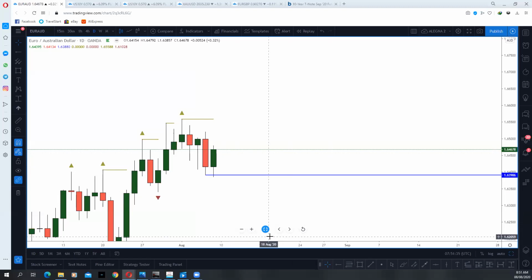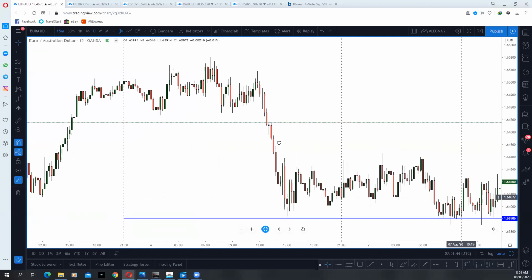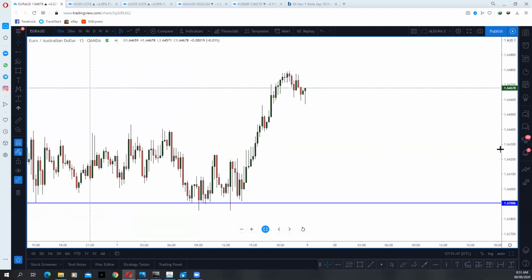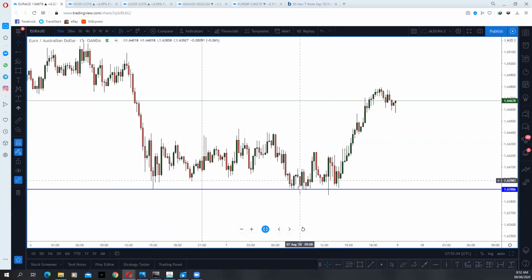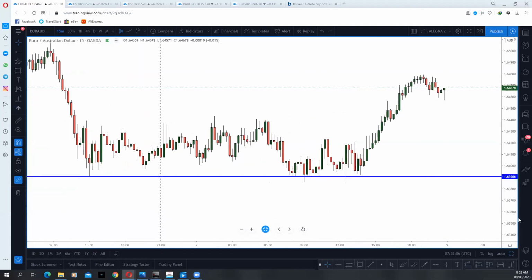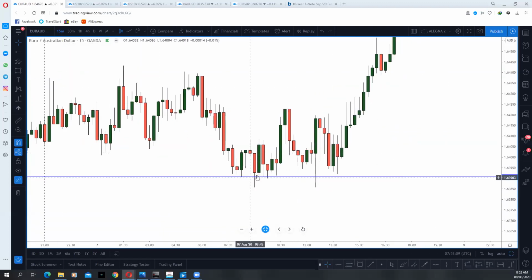So what did they now do? So let's go to our 1 hour time frame. Do you see what happened here? Price dropped below the first time, went back up, dropped below the second time, and what did they do? They started moving back up.